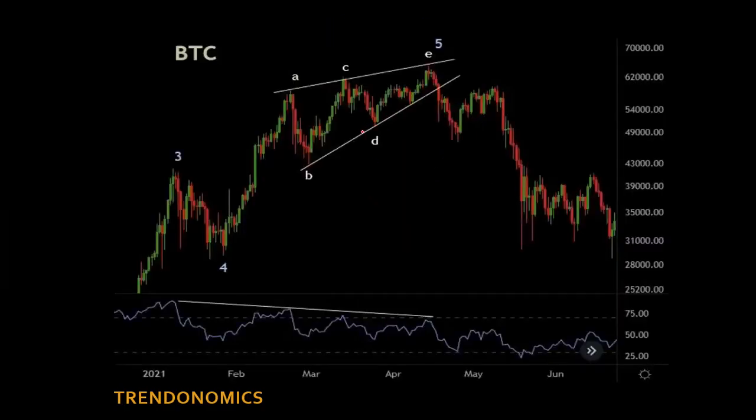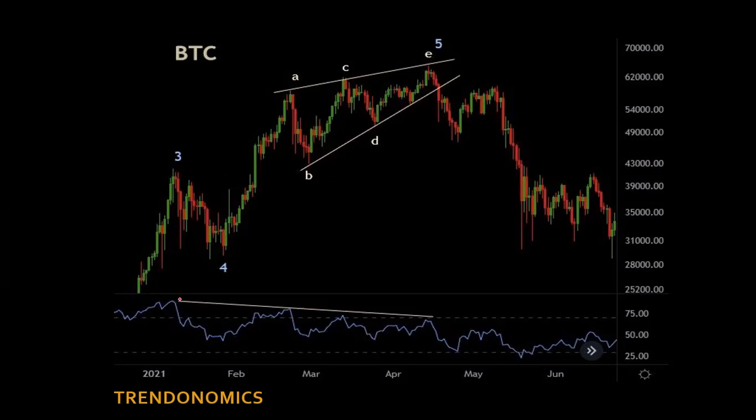Okay, so this is the Bitcoin chart. Could you spot an ending diagonal in a fifth wave position? Yes, an ending diagonal or a rising wedge. We could spot it, and we actually called for a big correction when we saw this breakdown in Bitcoin in the month of April.